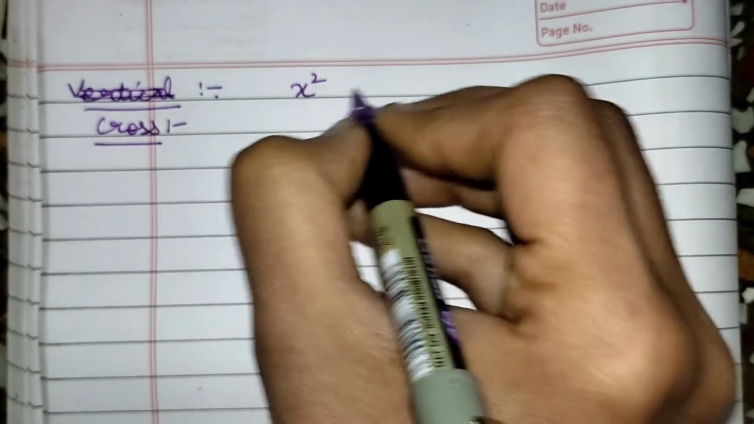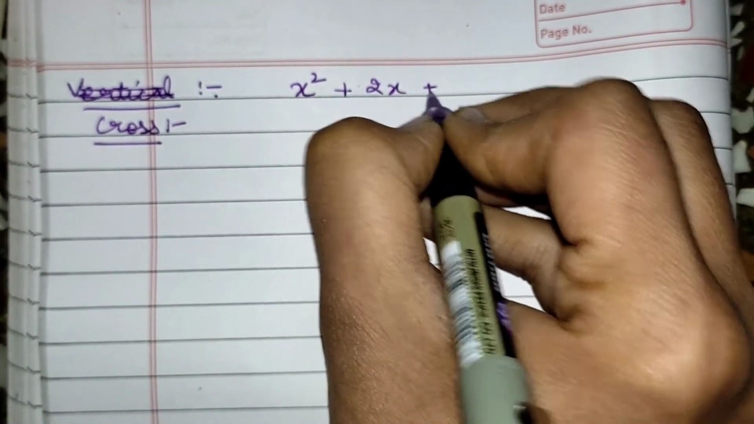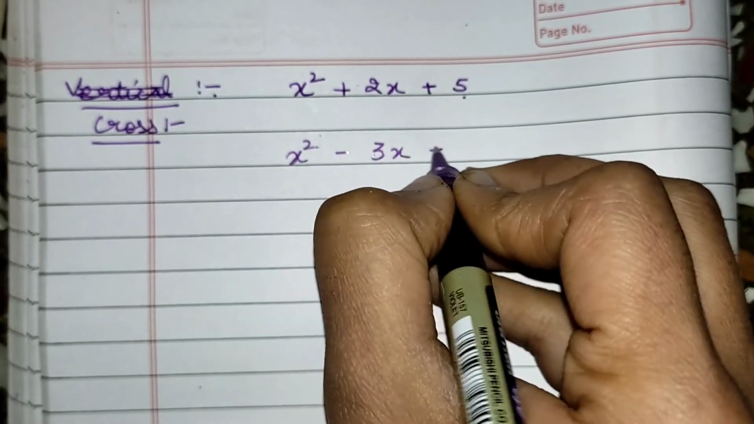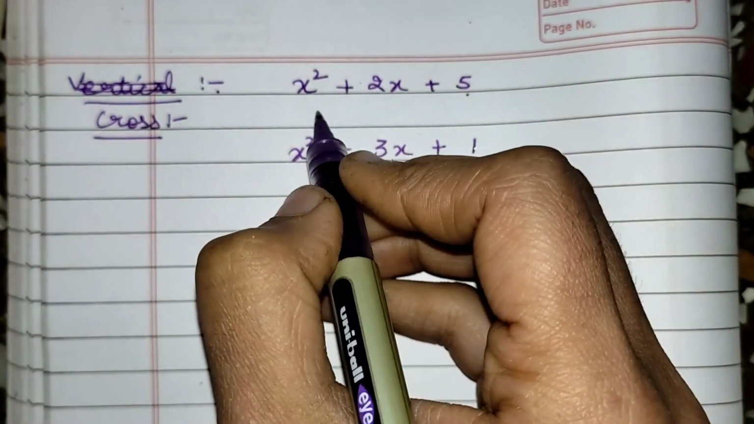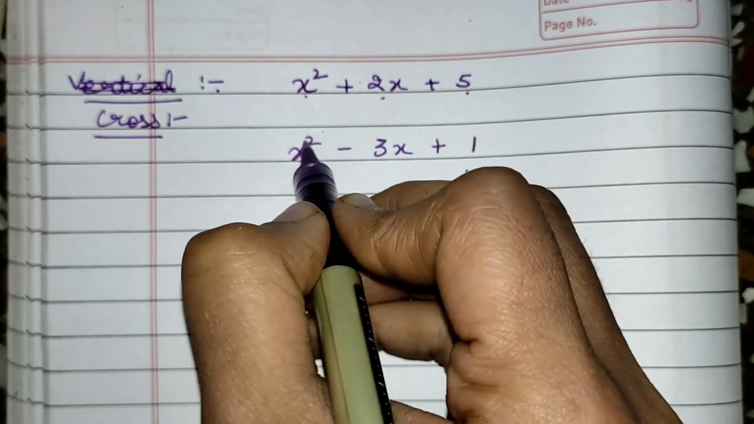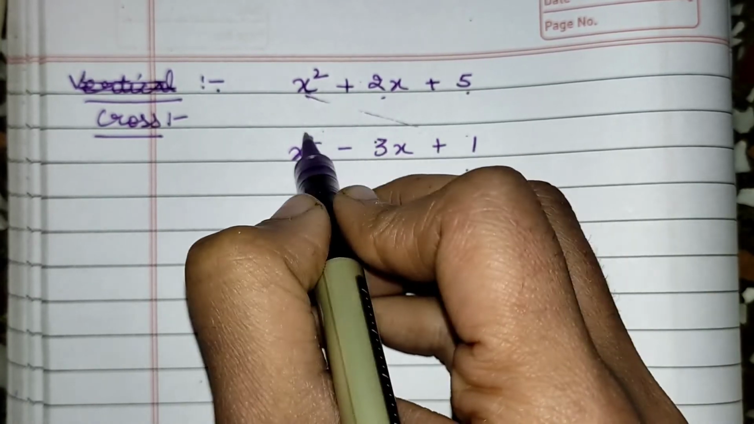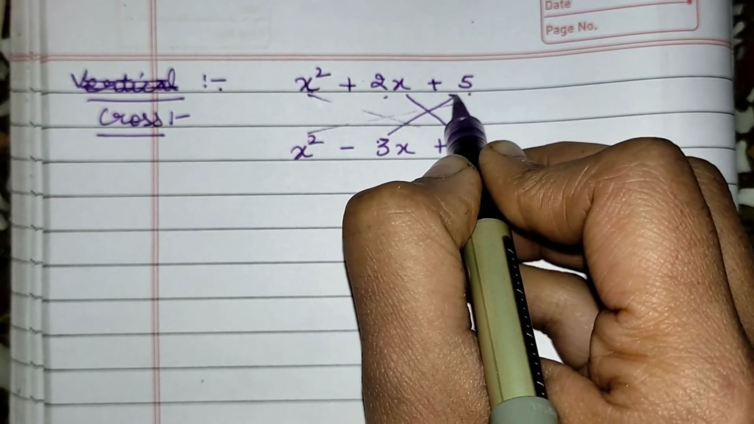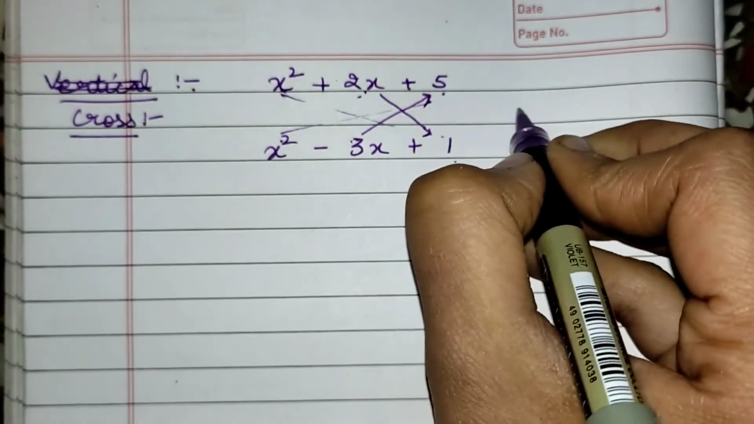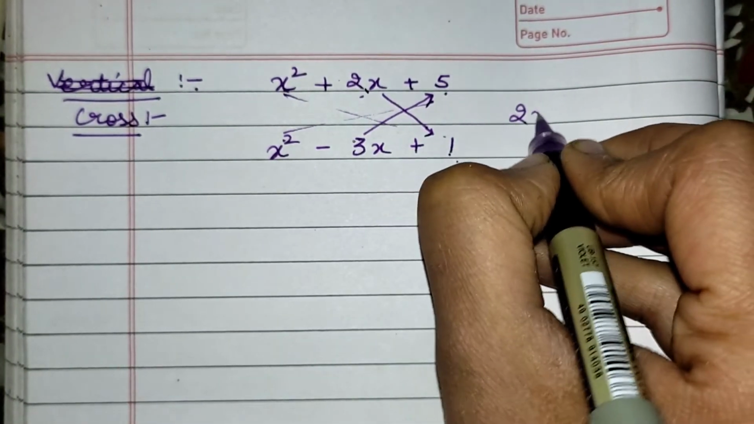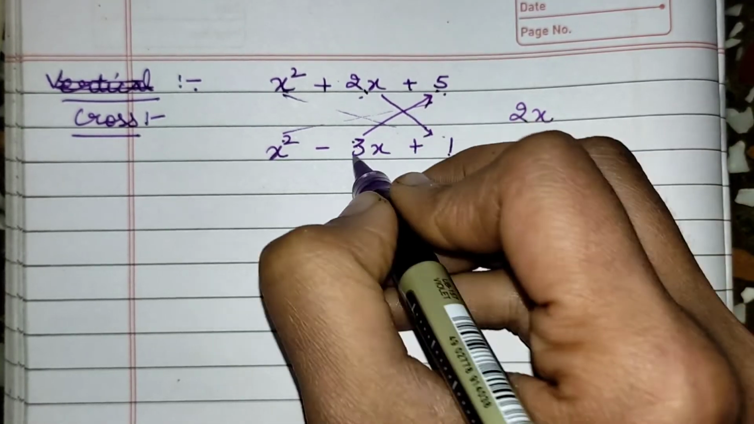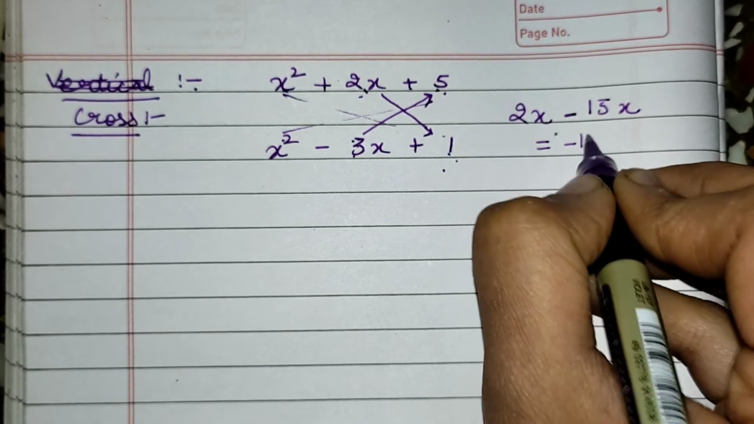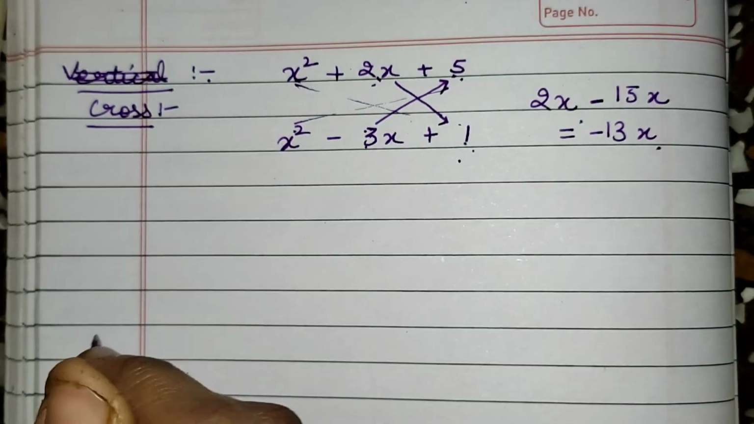Okay, so cross multiplication of what? x square plus 2x plus 5, and this is x square minus 3x plus 1. So we have done cross multiplication of first and third, but we are left with the cross multiplication of second and third. So it will give me 2x into 1 will be 2x, and 5 into minus 3 will give me minus 15x, which will be minus 13x.